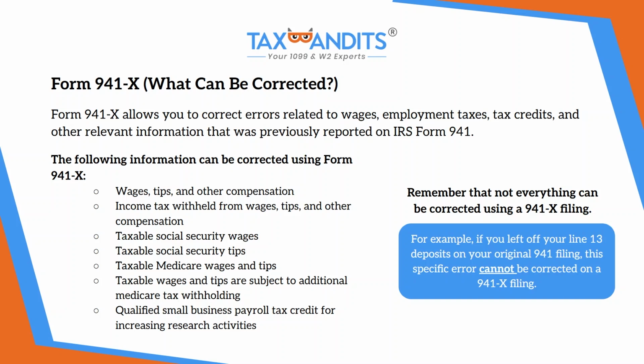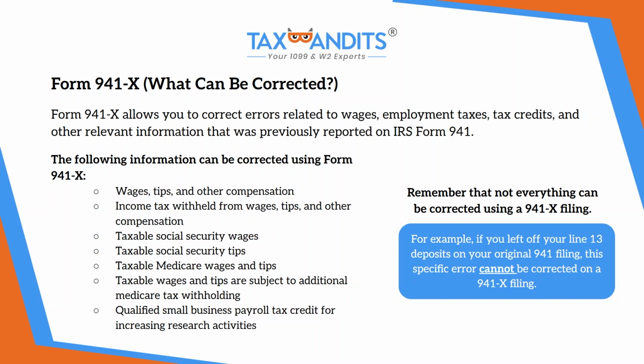The following information can be corrected using Form 941-X: wages, tips, and other compensation, taxable Social Security wages, taxable Social Security tips, taxable Medicare wages and tips, taxable wages and tips subject to additional Medicare tax withholding, and qualified small business payroll tax credits for increasing research activities.